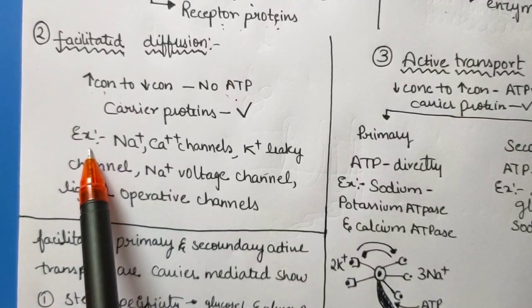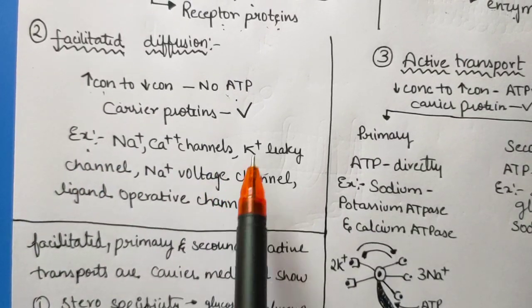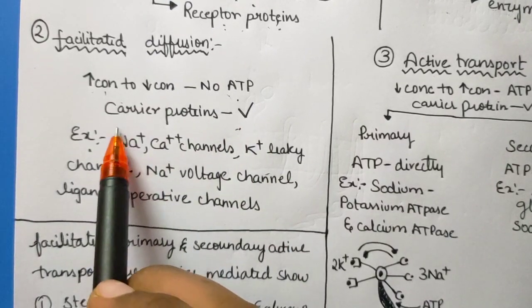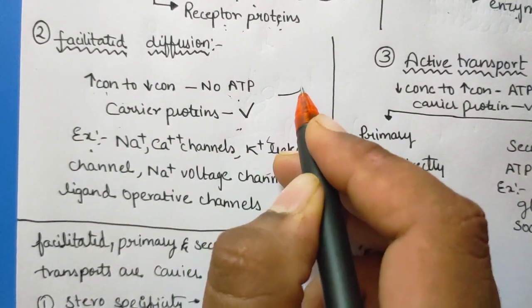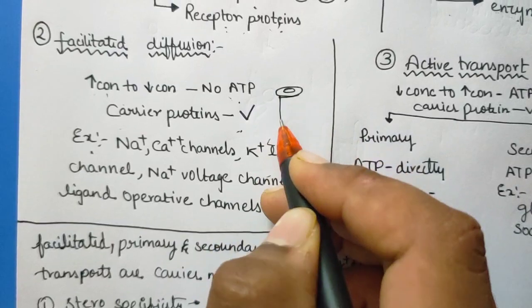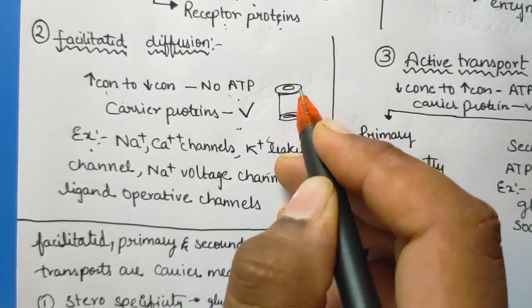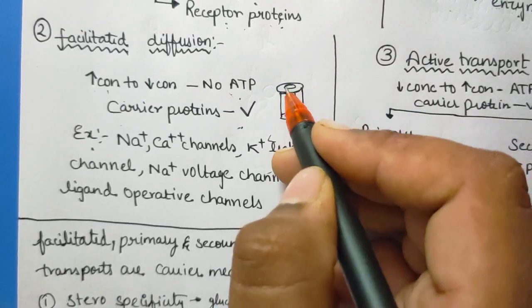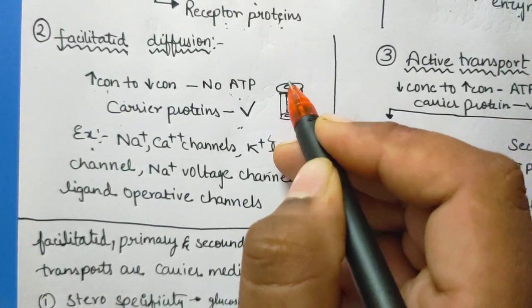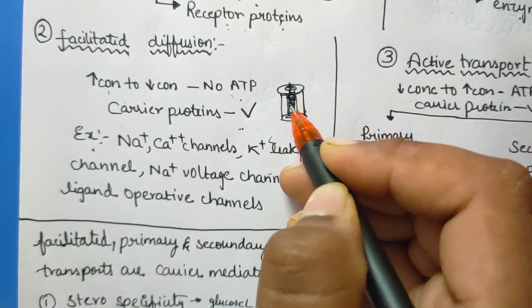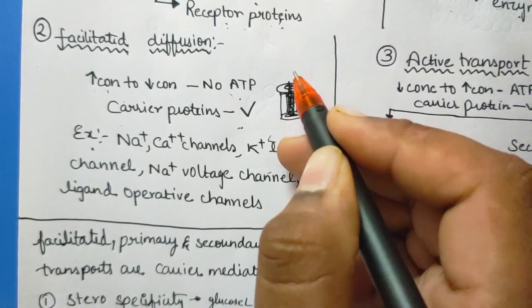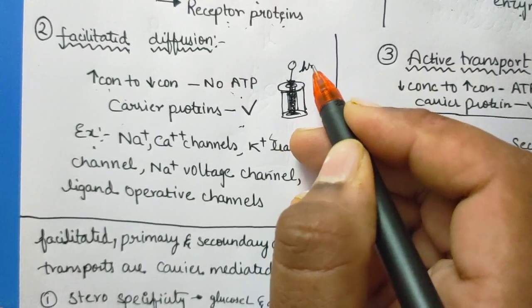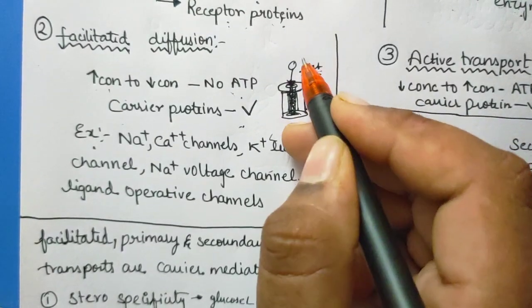Now channels are made up of, here you can see, it makes some channels like this, which are made up of peptides, which form a space so that a water tunnel is made, so that the molecules from outside can go inside easily, which are water soluble, non-polar or polar.